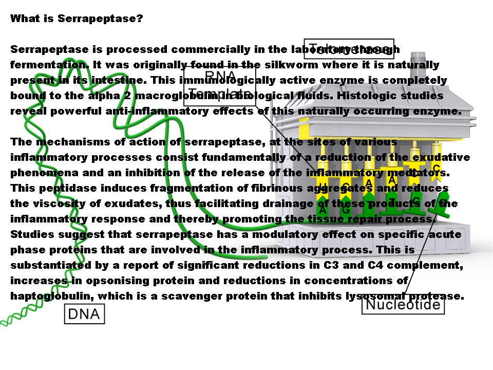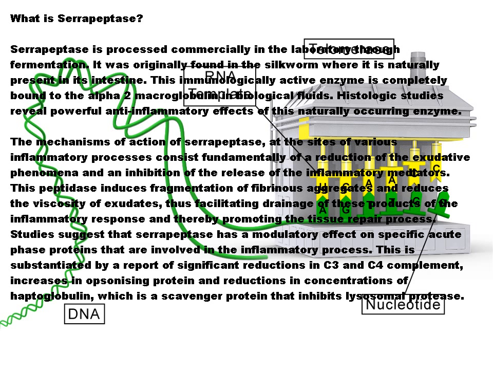What is serrapeptase? Serrapeptase is processed commercially in the laboratory through fermentation. It was originally found in the silkworm, where it is naturally present in its intestine. This immunologically active enzyme is completely bound to the alpha-2 macroglobulin in biological fluids. Histologic studies reveal powerful anti-inflammatory effects of this naturally occurring enzyme.